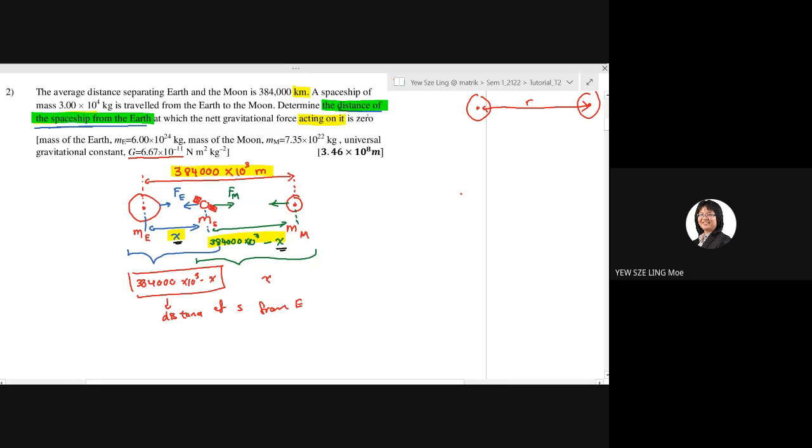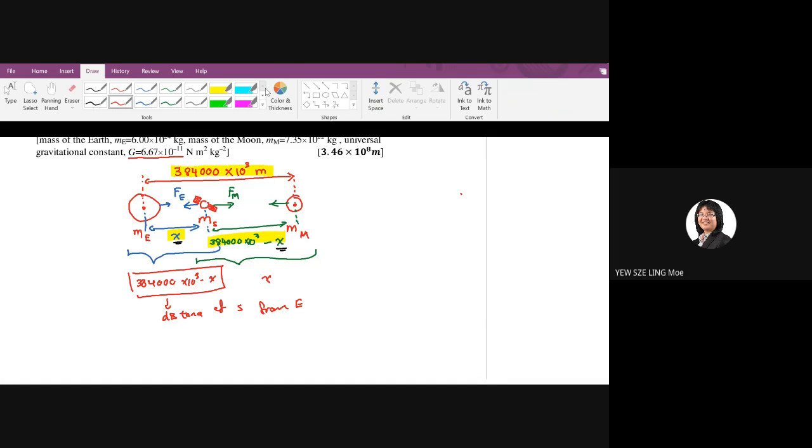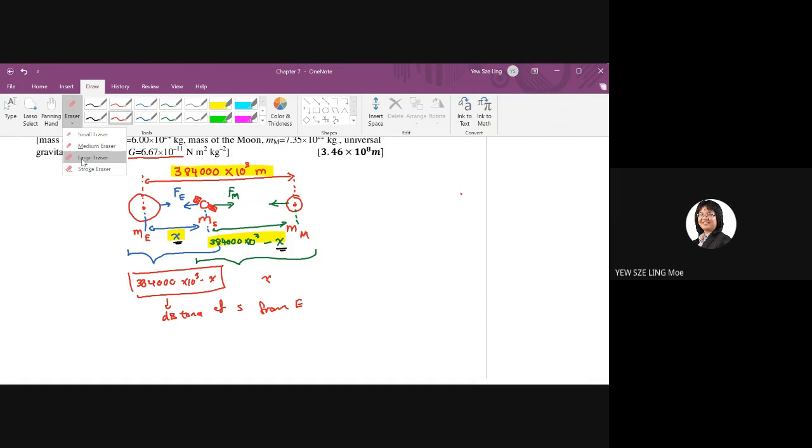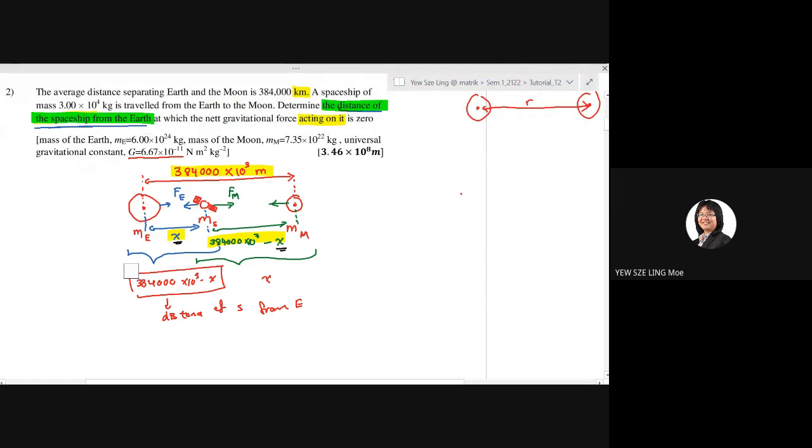So we read the question and then we try to simplify it, by putting the distance between the Earth and the spaceship as x to make it easier, to save one step. All right, so kita tak nak ini, because this one will make you confused and add an additional step at the end. So kita kekalkan original punya diagram.